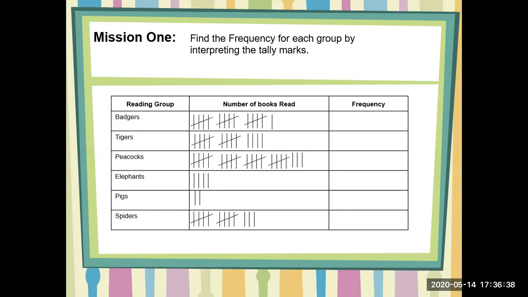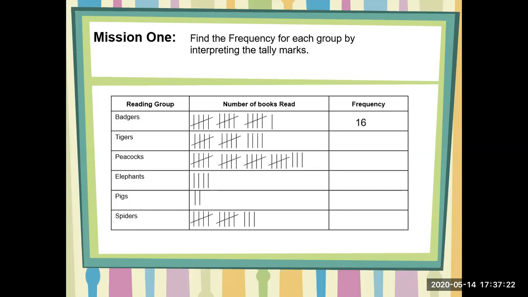For tigers, you have 2 groups of 5 and 4 strokes. For peacocks, you have 4 groups of 5 and 3 strokes. And elephants, you have 4 strokes. Pigs, you have 2 strokes. And spiders, you have 2 groups of 5 and 3 strokes. So you're going to be using your counting in 5 strategy. You need to be able to count on in 5s. You need that skill to be able to unravel this mission.